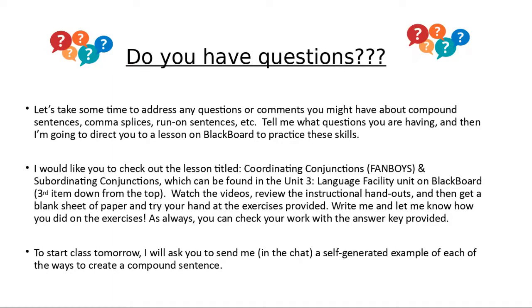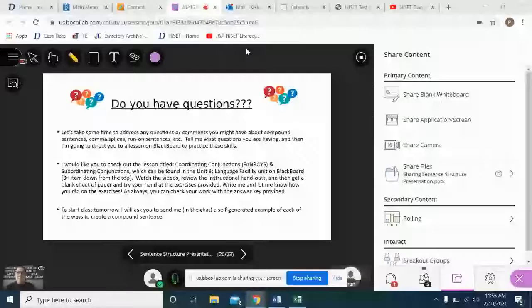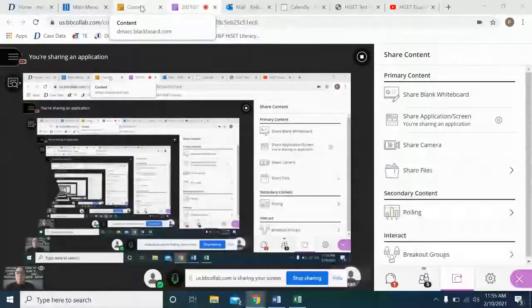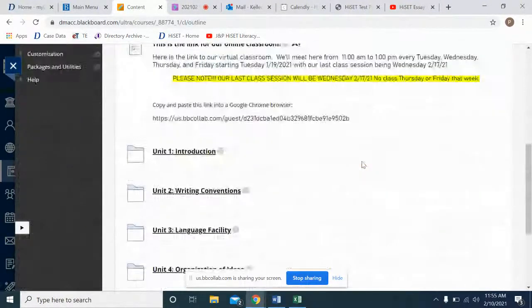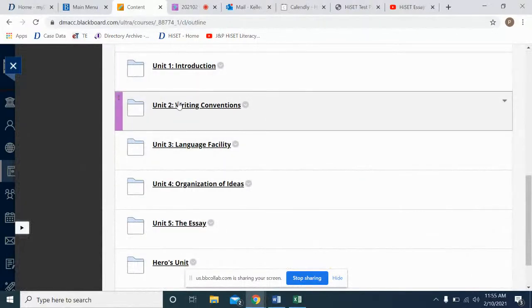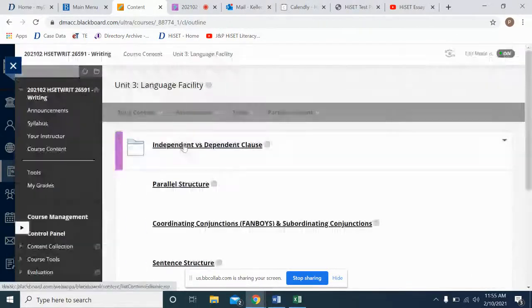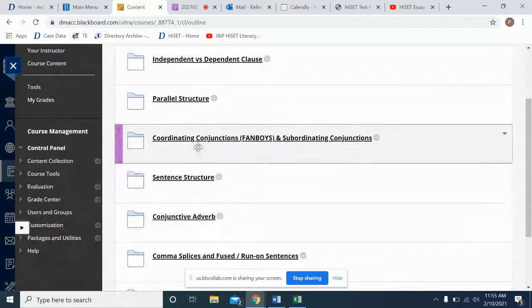In the meantime, I want to show you where this lesson can be found on Blackboard. So I'm going to share my screen with you really quick. Okay, so on Blackboard, I go to course contents. Now we have primarily been working in Unit 2. This lesson you will find in Unit 3, and the third one down, coordinating conjunctions, fanboys, and subordinating conjunctions.